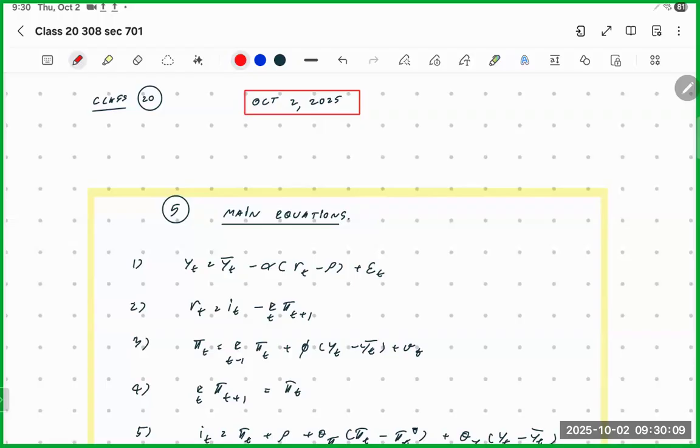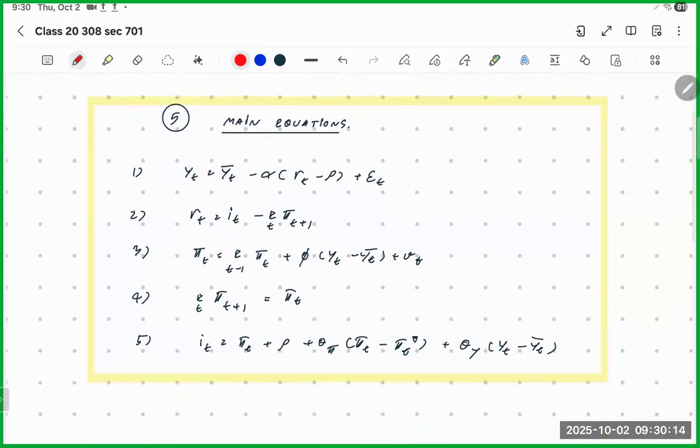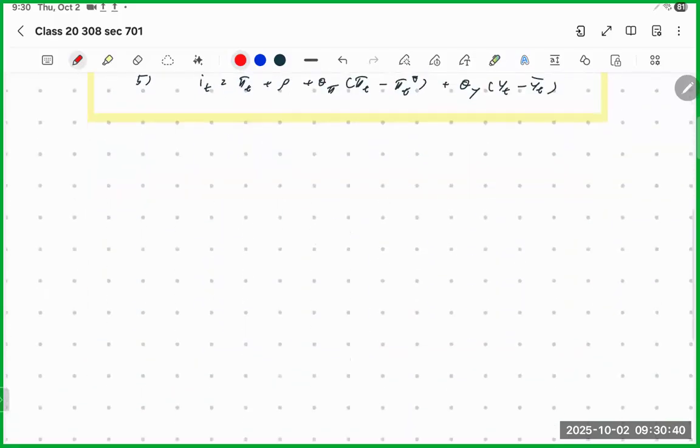Okay, let's start. Today is going to be class 20. I'm going to start with the five main equations that we talked about yesterday. Yesterday I explained these five equations: the demand for goods and services equation, the Fisher equation, the Phillips curve equation, the adaptive expectations equation, and the monetary policy rule equation. And after we have the five main equations, we're going to mix them up.